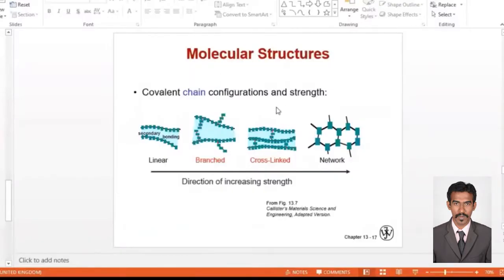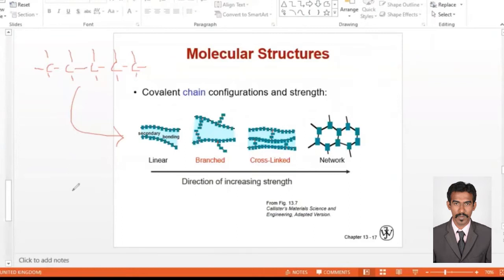Covalent chains, molecular structures. There are different types of chains, right? First one, linear. So probably we will have carbon, carbon, carbon, carbon like this, and maybe hydrogen, hydrogen, hydrogen. So this is what is called linear. If I have a polymer like this, it will come under this category. Then branch, right?